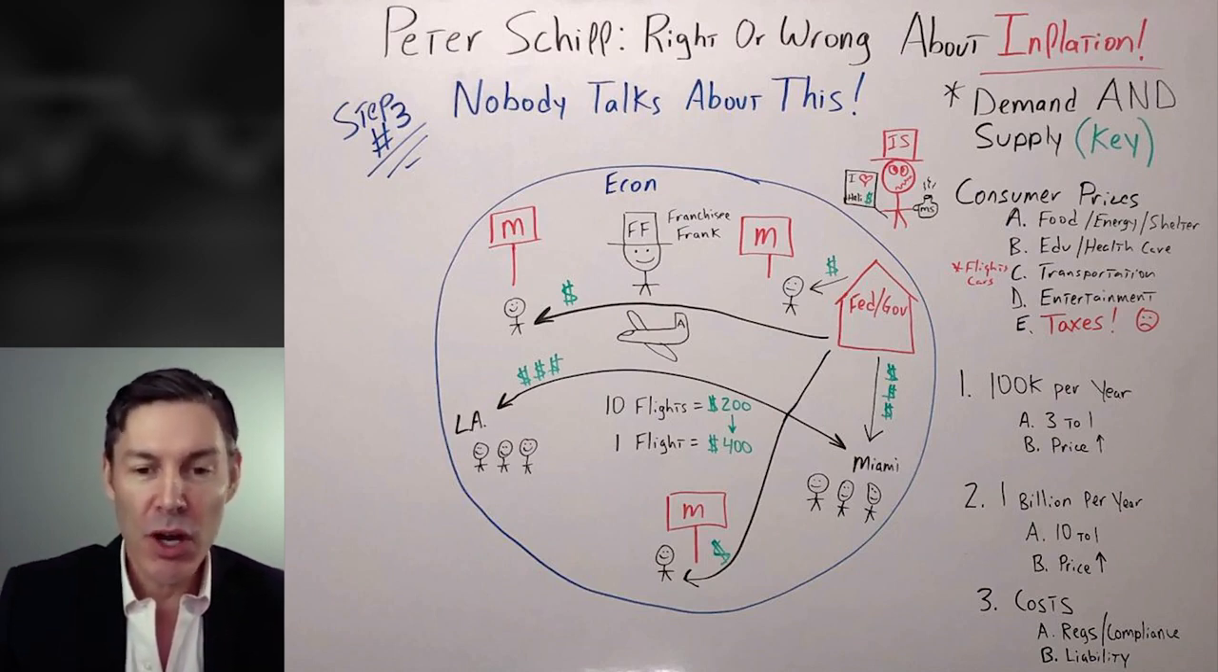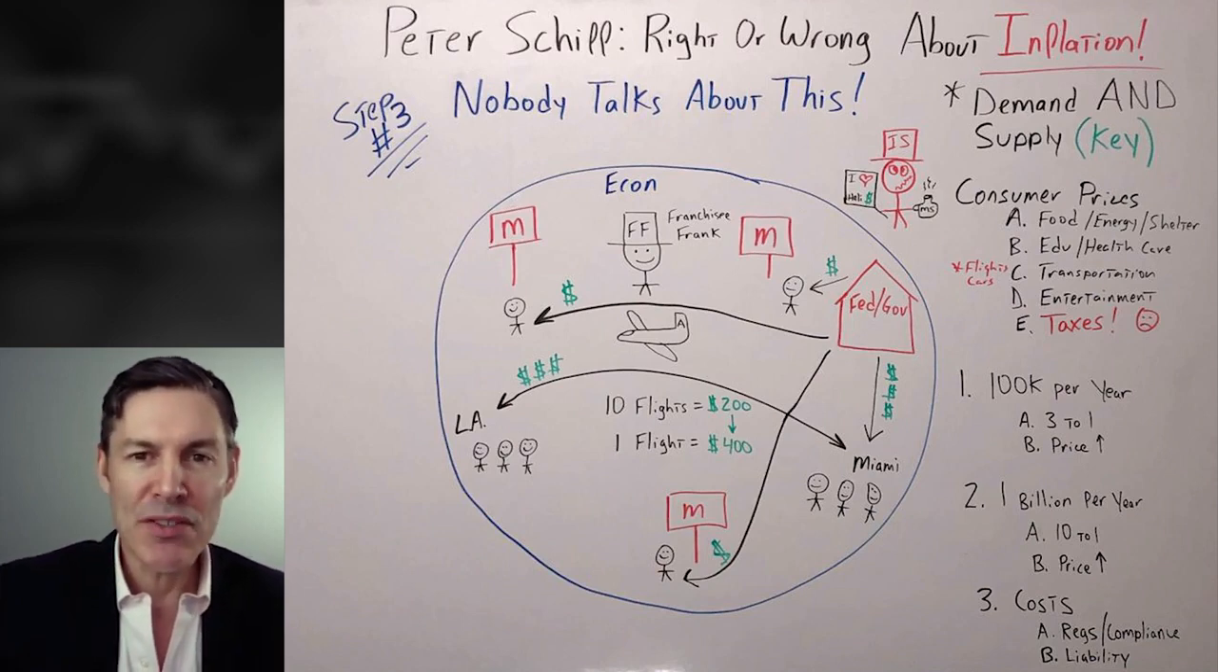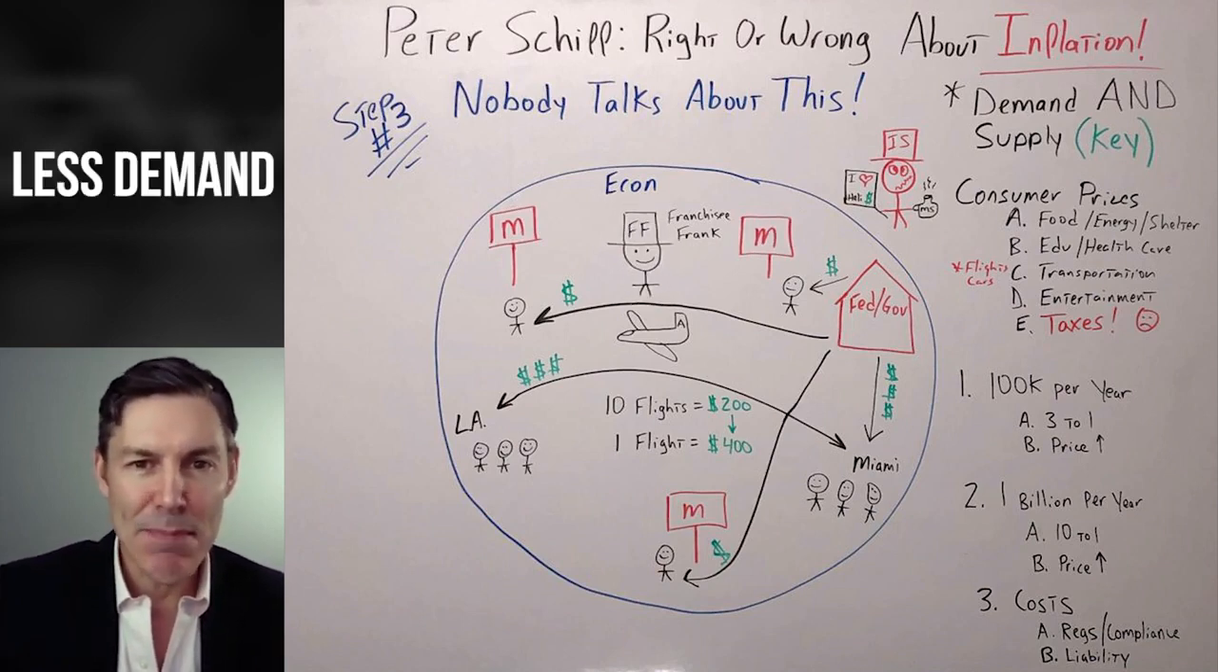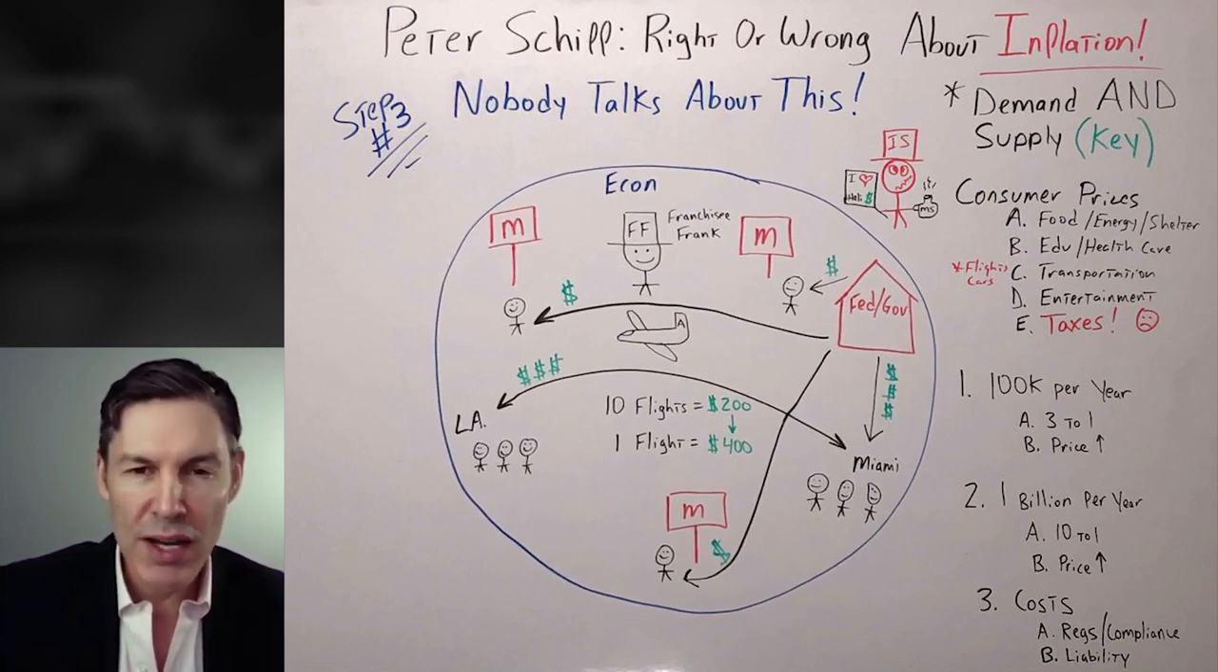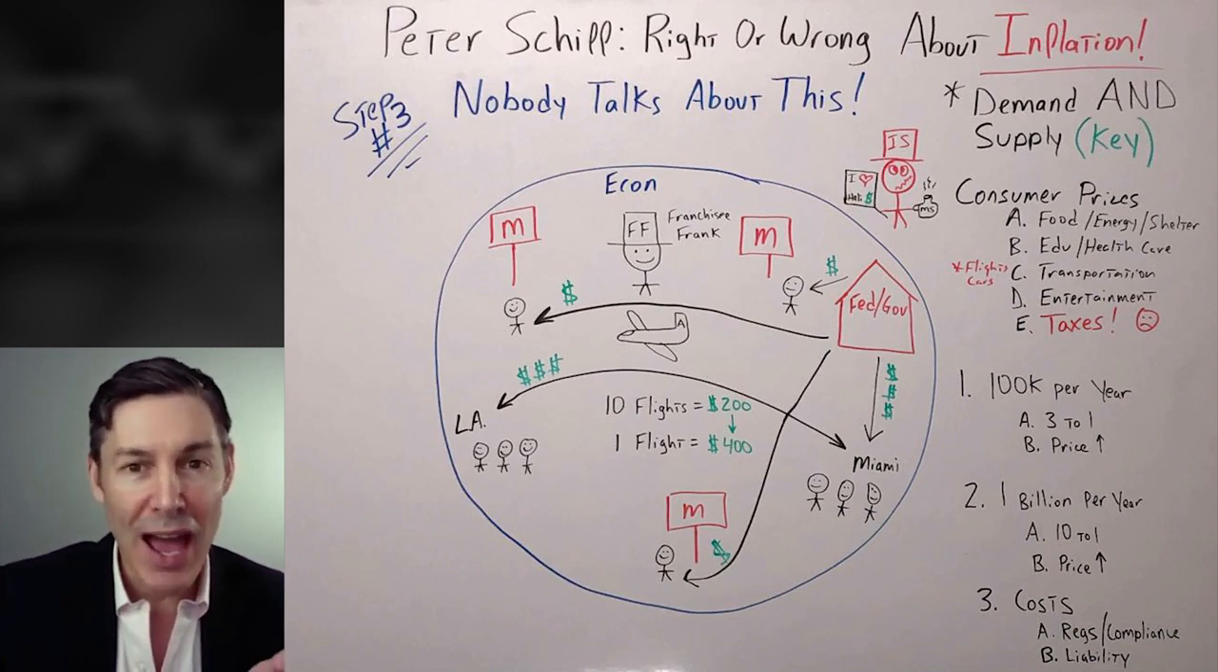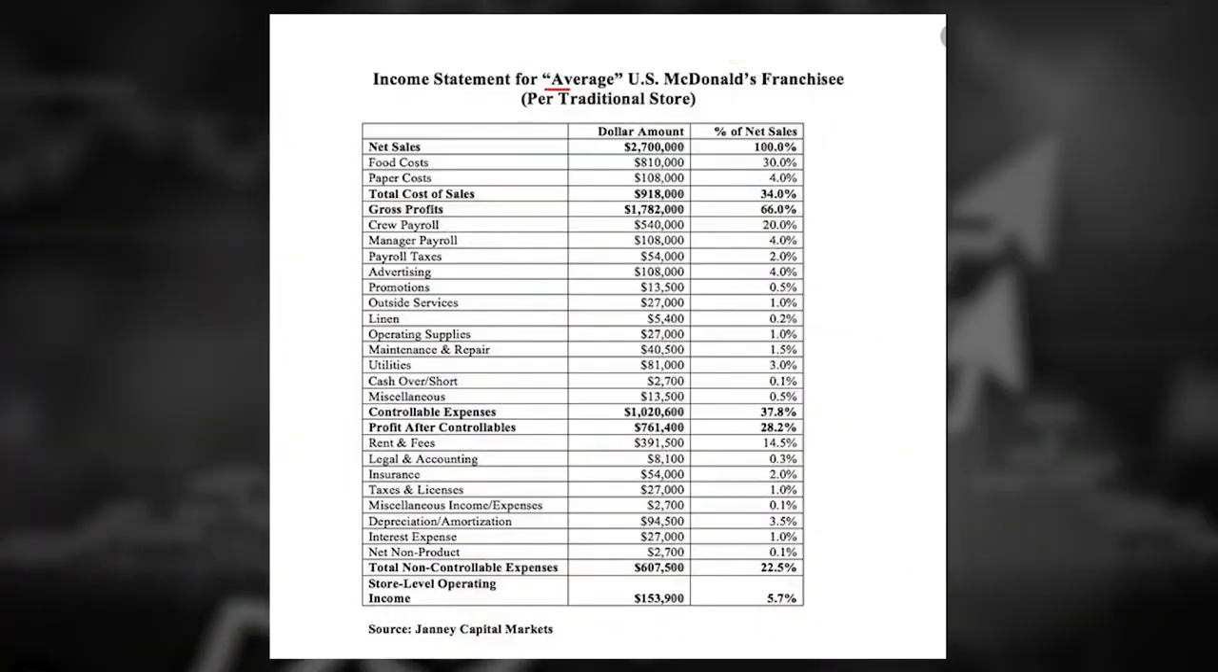So we'll start with franchisee Frank. He owns all 3 of these McDonald's franchises. So what happens to Frank if we have less demand in the economy? To understand these crucial details, let's go right to a P&L of an actual McDonald's franchise. The average McDonald's restaurant generates $2.7 million of revenue per year.